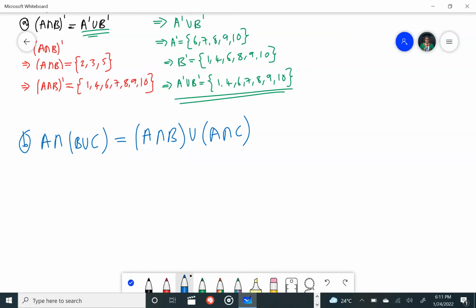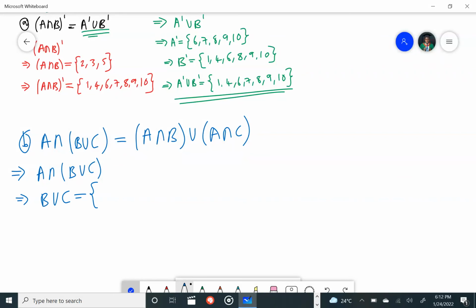So now again, like what we did in the earlier example, we are going to solve using the first part and then using the second part and see if we can get the same answers. So we're going to start with the first part like we did earlier on. So A intersection B union C. To make things easier, you always want to start with what's in the brackets. What's in the brackets is B union C. So let's first find B union C.